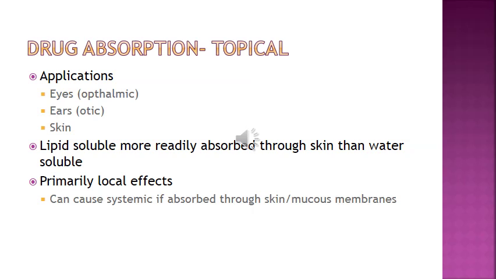There is a chance that if the medication does get absorbed through the skin and mucous membranes, it can cause systemic effects, but the main purpose of these drugs is usually not to cause a systemic effect. Usually it is to have more of a local effect in an area. Again, a couple different examples: transdermal patches, which are a more controlled release type of situation. And sometimes transdermal patches can be used for systemic effects as well.